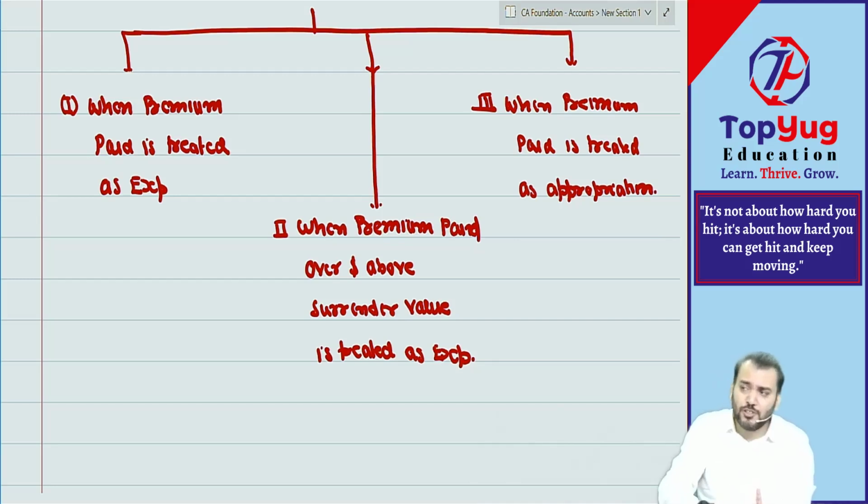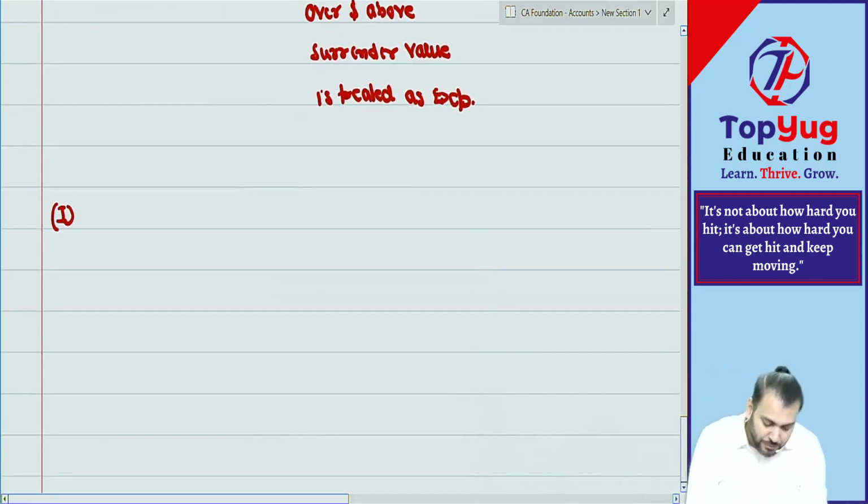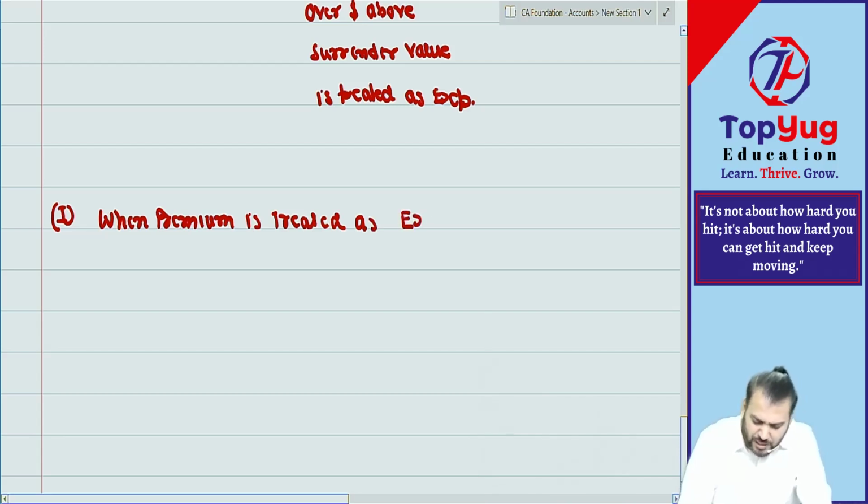If you have not understood this point, a 16 marks question can become 10 marks. So you should understand. Yes sir. Let us understand one by one. I want your cooperation. I am with you. Nothing to worry. Point number one: when premium is treated as expense, you will give me the journal entry. Point A.